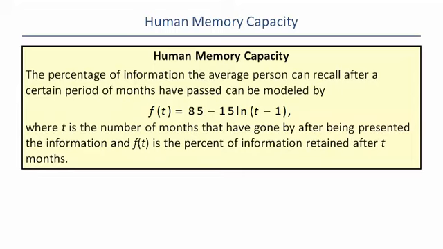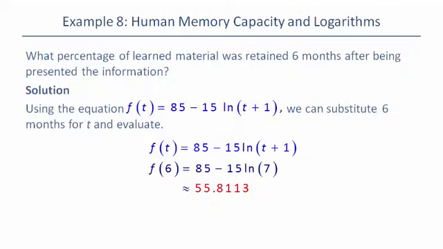Here's one formula that is supposed to model the percentage of information the average person can recall after a certain period of months have passed. So T is time in months. And if you plug it in here, it'll tell you what percentage of that stuff you remember T months later. So if you want to figure out what percentage of this material for this class you'll remember 6 months from now, you plug in a 6 into this formula, which obviously makes a 7 because plus 1, and you just do the math, and you get 55.8.